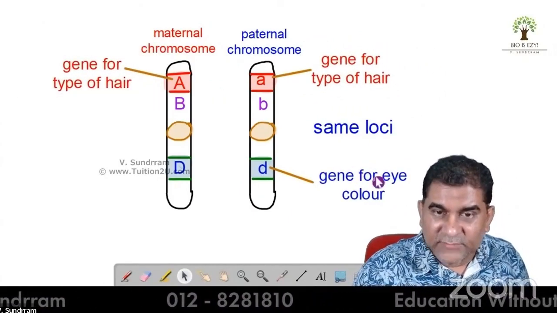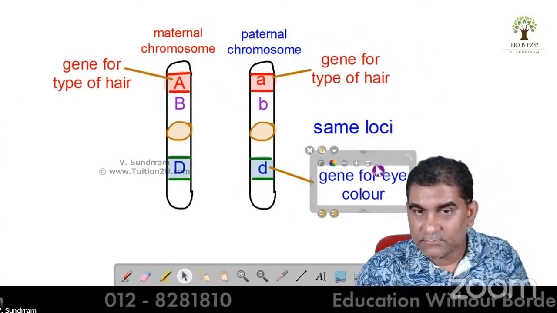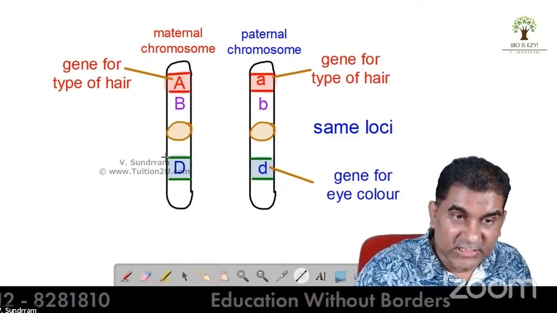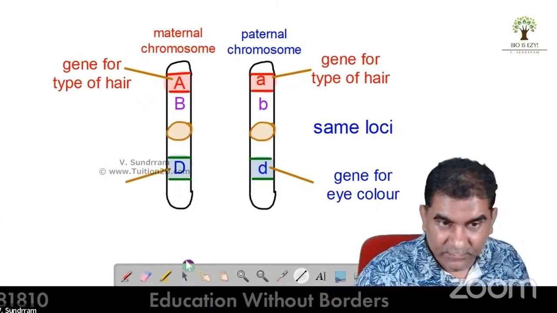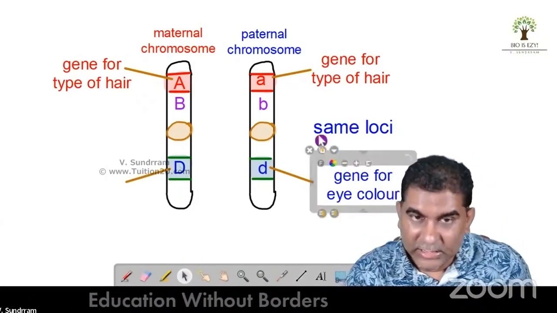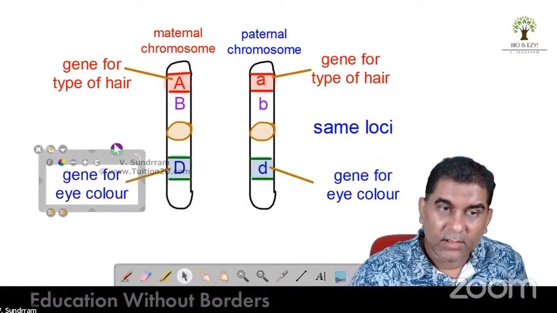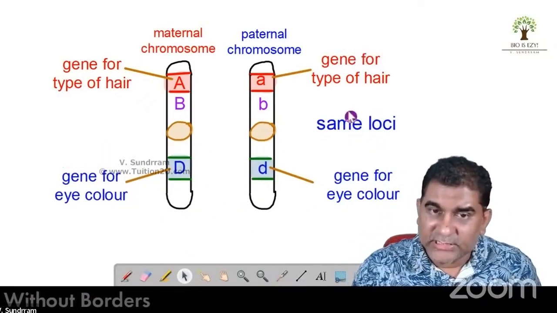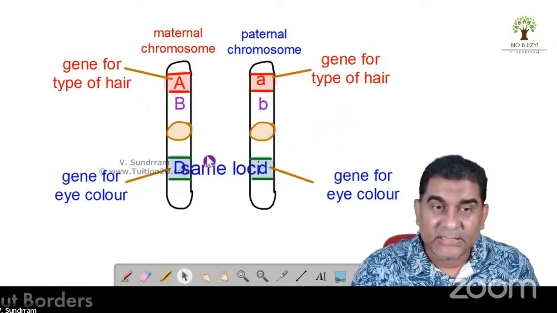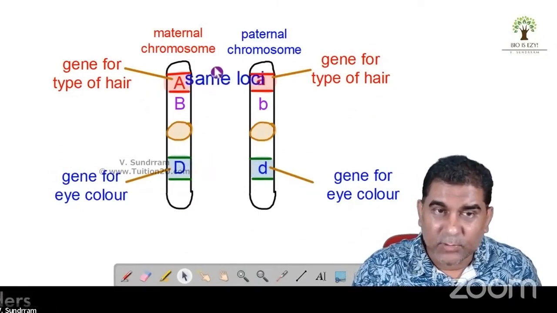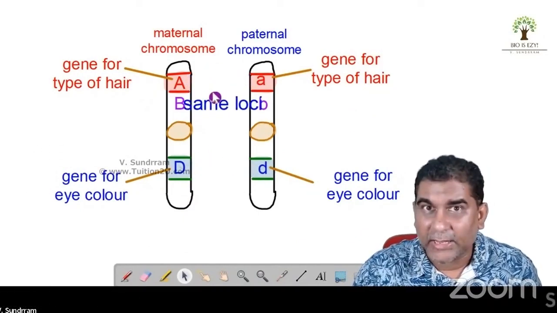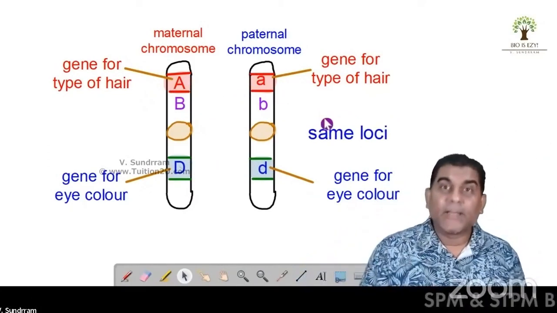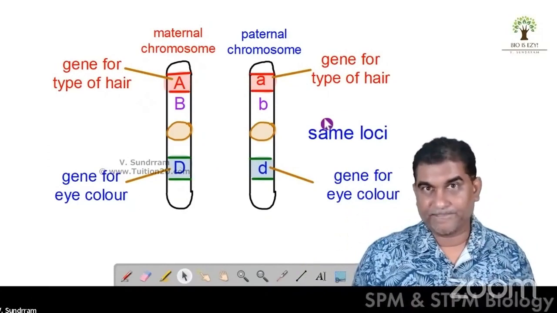If this is the gene for eye color, you tell me what is the gene here. Gene for eye color. Why? Same gene, because it's the same loci. This is the same loci, this is the same loci, this is the same loci. If the loci is the same, the gene must be the same.